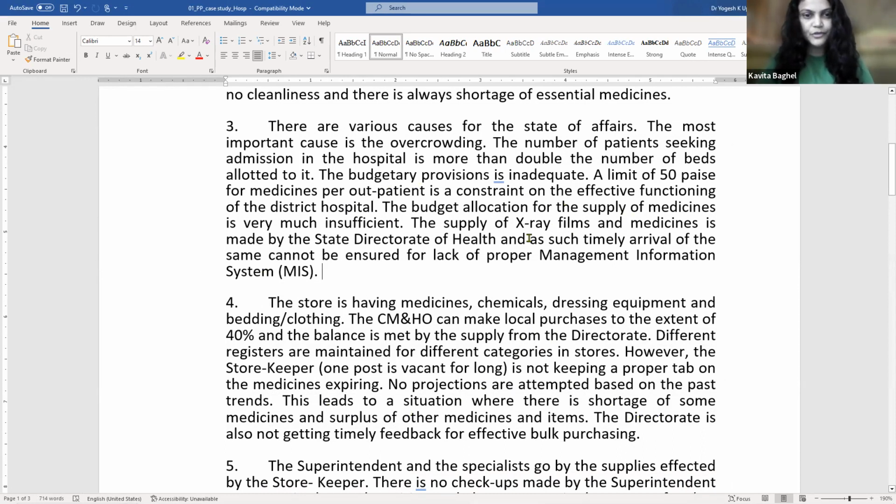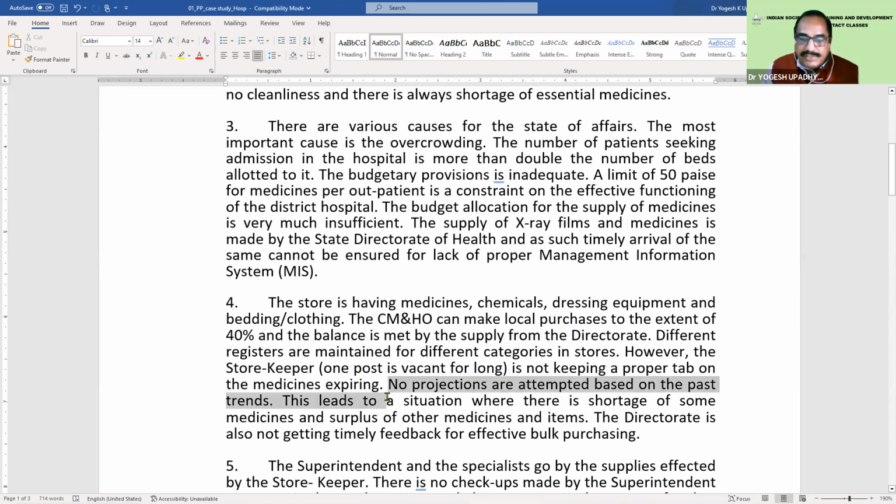And point number 4, if you see, occurs as a mix of motivational as well as behavioral problem, because the storekeeper is expected to keep a tab on the medicines that are expiring and on inventory management. He's not doing it properly. So it could be a motivational issue plus an attitude or behavioral issue as well. This is what we felt as a group.